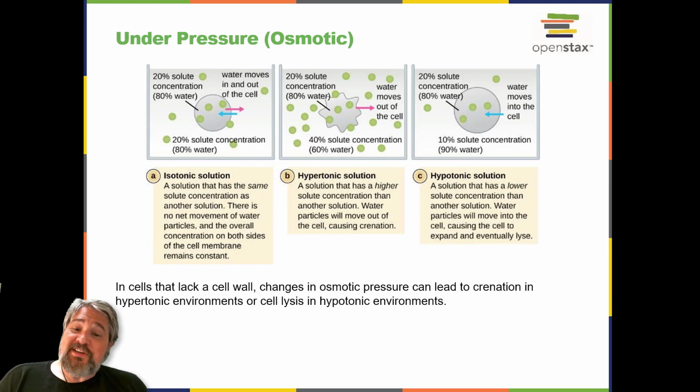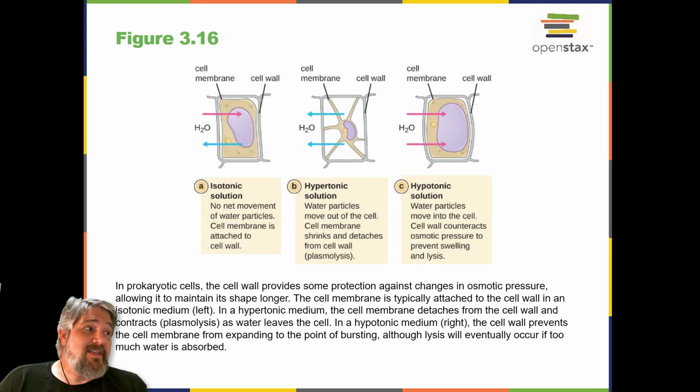The degree to which a particular cell is able to withstand changes in osmotic pressure is called tonicity. Cells that have cell walls are better able to withstand subtle changes in osmotic pressure and maintain their shape. In hypertonic environments, cells that lack a cell wall can become dehydrated, causing crenation, or shriveling of the cell. The plasma membrane contracts and appears scalloped or notched.